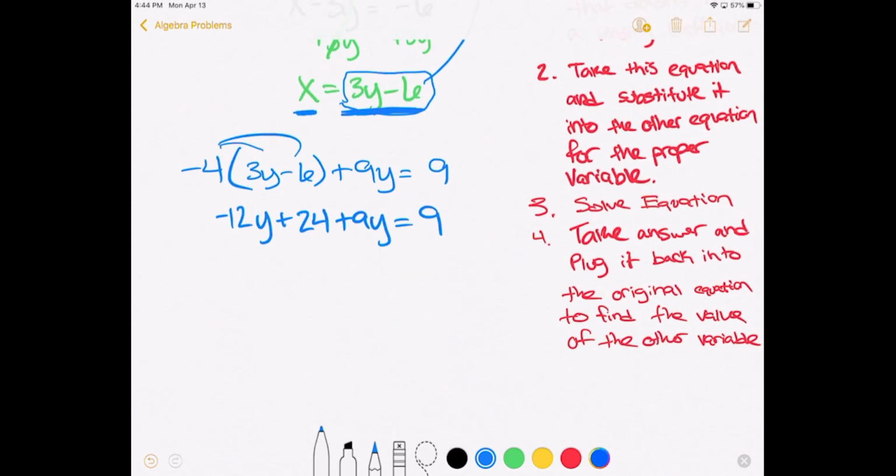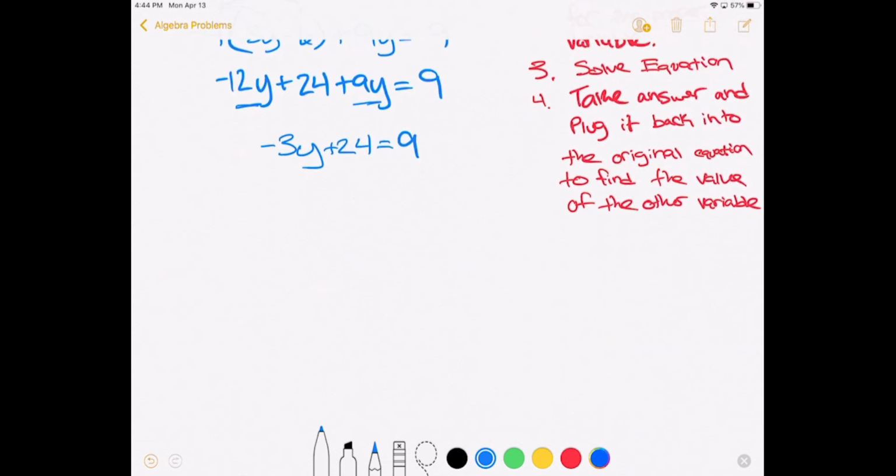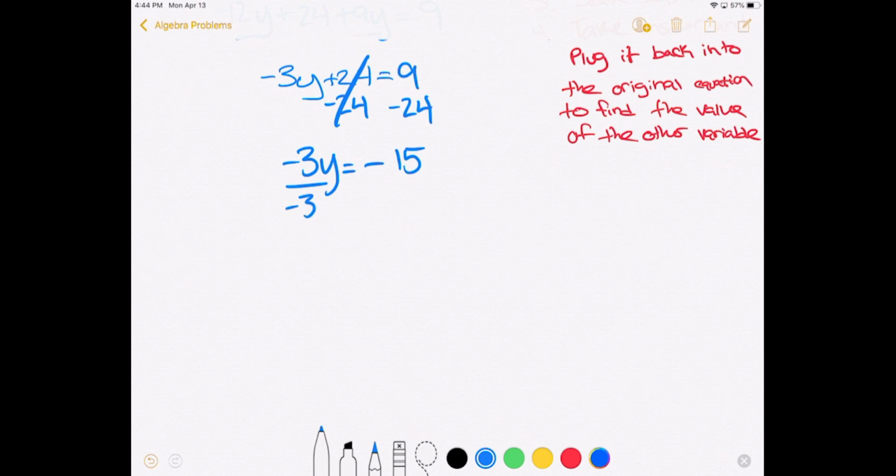We're going to combine my terms. I have a -12y and a +9y. Well, that's -3y. Okay, and now I'm going to move my numbers to the right. So I'm going to subtract this 24. And then I'm going to divide by this negative 3. And that gets me an answer of y equals 5.